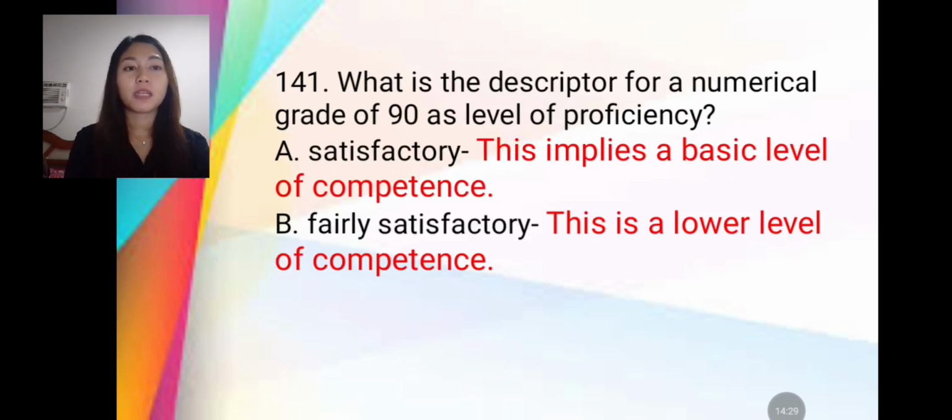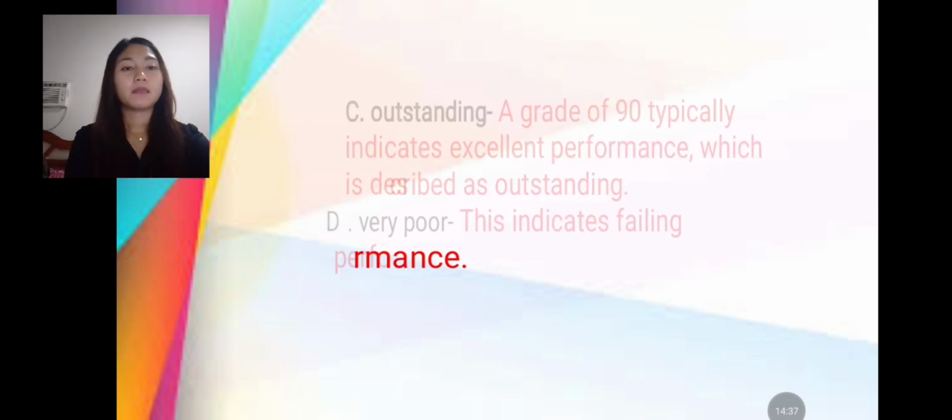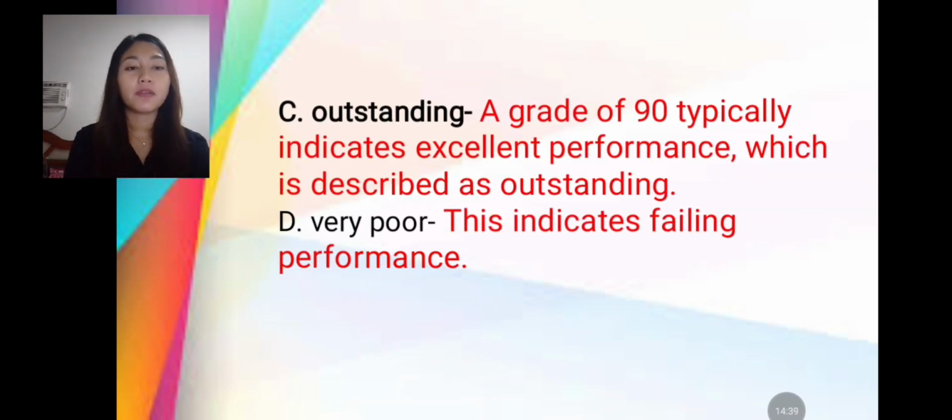Letter A, satisfactory, this implies a basic level of competence. Letter B, this is a lower level of competence. And letter D, very poor, this indicates failing performance. So it's letter C. A grade of 90 typically indicates excellent performance, which is described as outstanding.